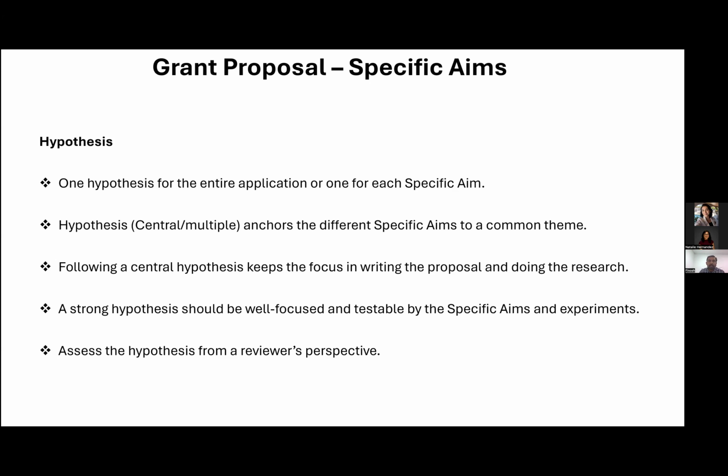Okay. And always keep this in mind that whatever hypothesis we are proposing, it should be testable. We need to have sufficient resources and expertise, and our experiment should be feasible to test these hypotheses. And again, keep on revising, keep on assessing your proposal from a reviewer's standpoint. That is, again, very, very important.